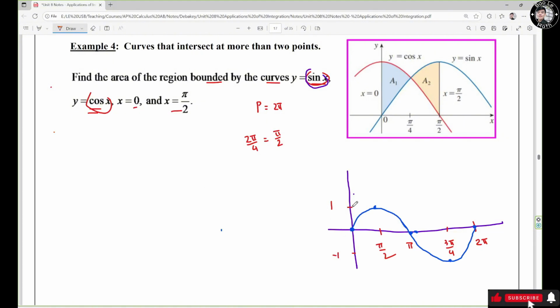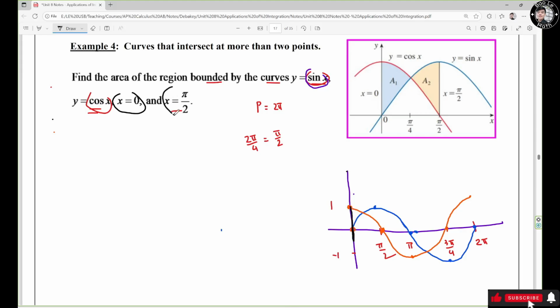Alright, now the cosine function starts from the maximum, so it could be right here. Go down to the midline. Go down to the minimum right here. Back up to the midline. Go up to the maximum. So it could be something like this. Now x equals 0 is going to be the y-axis, so it could be right here.